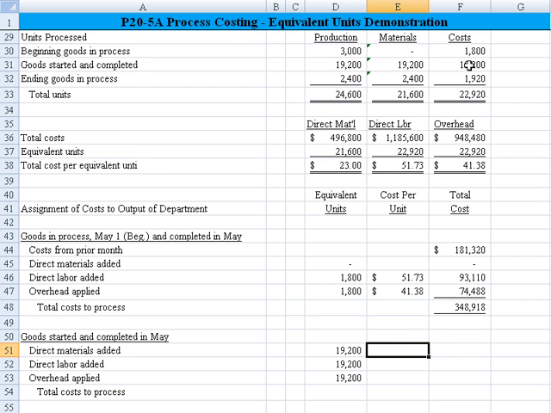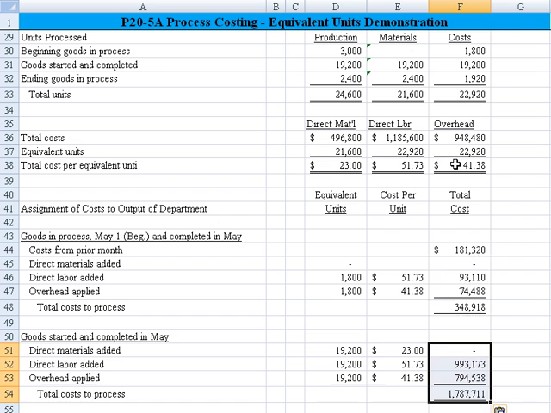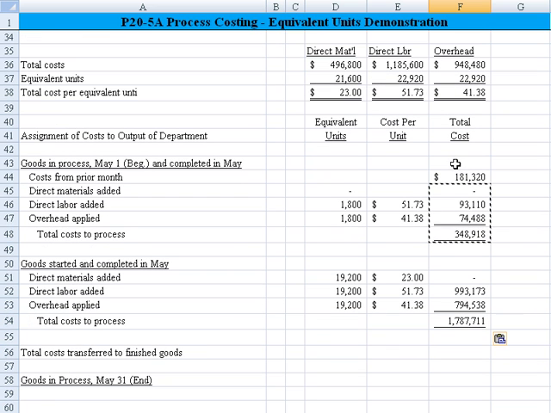Now we need to come up with the cost per unit. Direct materials is that $23 right there. Direct labor, $51.73. And the $41.38 comes from that cell where we've solved it before. And again, we can now multiply across, put a subtotal on it. Let me slide on down.